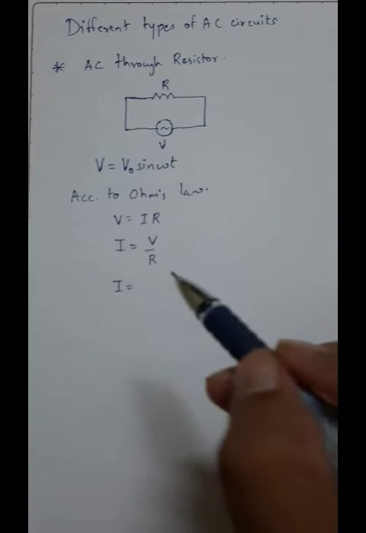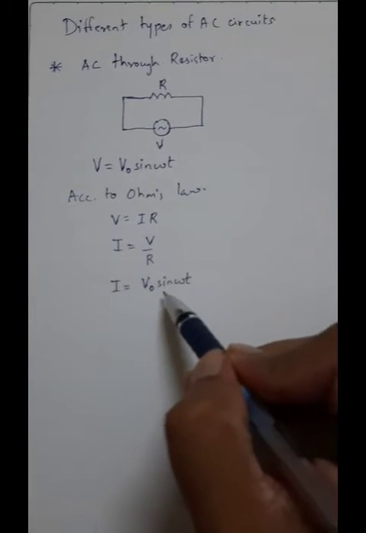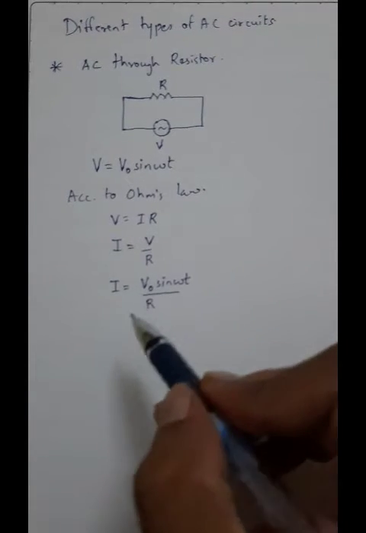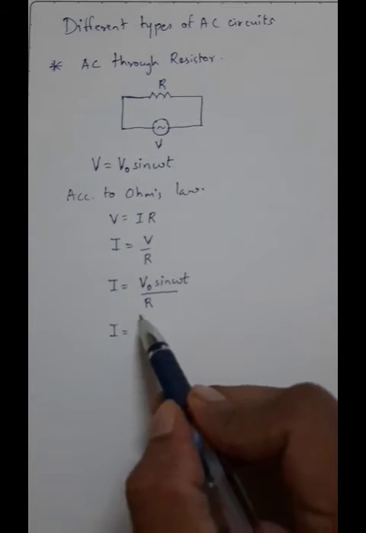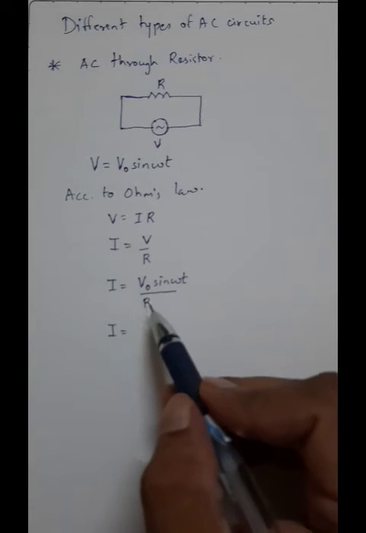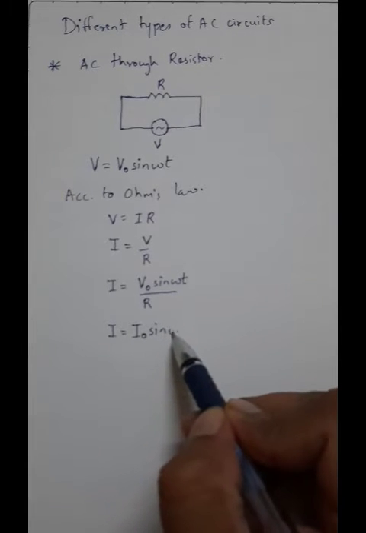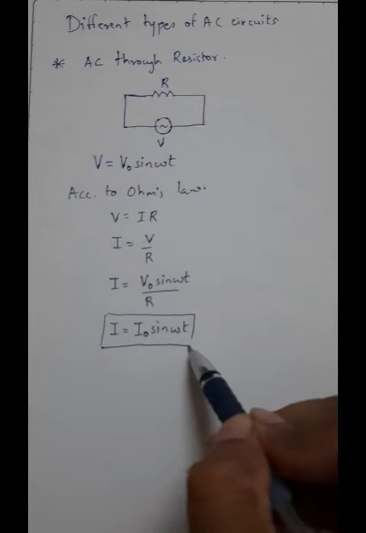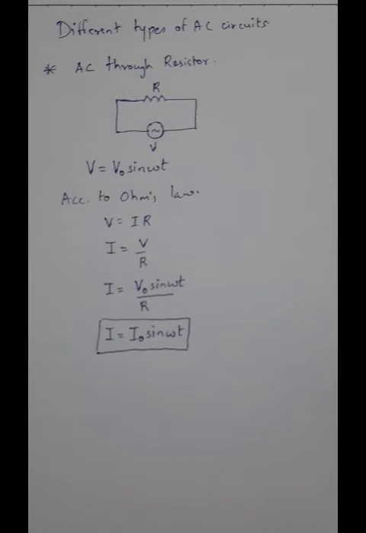Now V over here, as we know, is V naught sine omega t, so it will be V naught sine omega t upon R. Now V naught by R will be equal to the maximum value of the current, because this is the maximum value of the voltage. So the maximum value of the voltage divided by R will be the maximum value of the current. So we get I is equal to I naught sine omega t. This is the expression for the instantaneous current when only a resistor is connected in series.